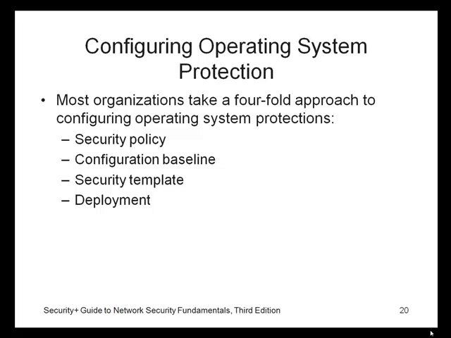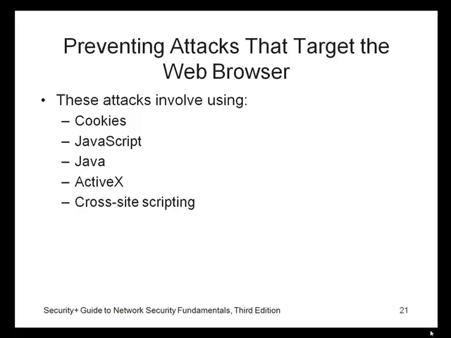Configuration baseline. Why would we care about a configuration baseline? What does that mean? We know what normal is, and we would like to have everything be normal, and that's where the security template comes in. We can use the security template to create a security policy in Microsoft that we can either take to all the machines and import, or distribute as an Active Directory policy. And then deployment: after we have tried it out and found out it doesn't break everything, we deploy it to the systems.